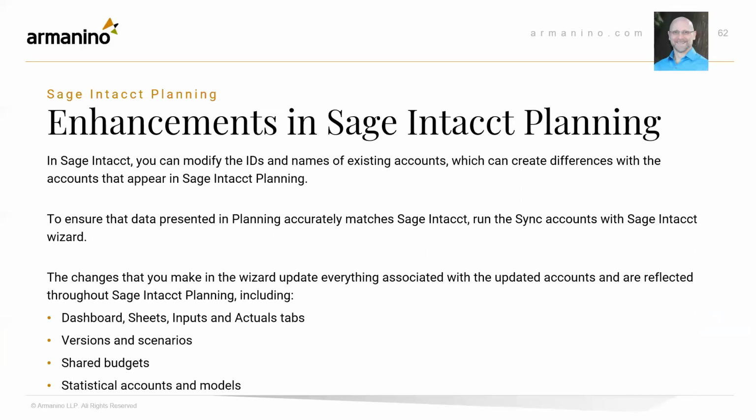To ensure that data presented in planning accurately matches Sage Intacct, you can now run the Sync Accounts with Sage Intacct Wizard. The changes that you make in the wizard update everything associated with the updated accounts and are reflected throughout Sage Intacct Planning, including dashboard, sheets, inputs, and actual tabs, versions and scenarios, shared budgets, and statistical accounts and models. So to be clear, this is not updating Sage Intacct. That's the system of record, right? It's updating from Sage Intacct all of that information into SIP, Sage Intacct Planning.